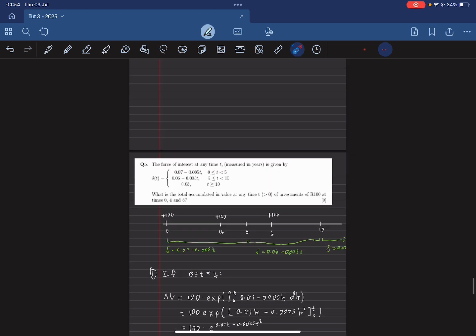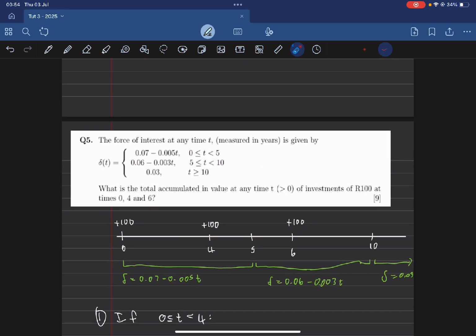So I think the key to this question is just taking it slow, doing it interval by interval, and drawing a number line really helps because then you see where things change. So either things always change when you deposit, or when the force of interest changes, and that's going to help you break up your timeline into different sections.